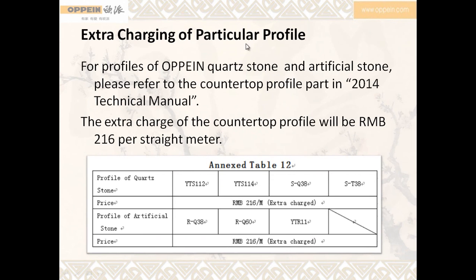Actual charging of particular profiles. For profiles of OPPEIN quartz stone and artificial stone, please refer to the countertop profile part in the 2014 Technical Manual. The actual charge of the countertop profile will be 216 RMB per straight meter. So, as in the annex table, you can see here.